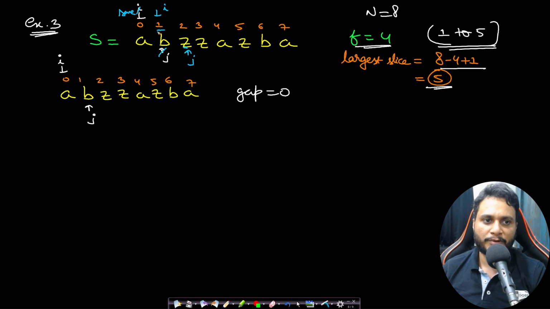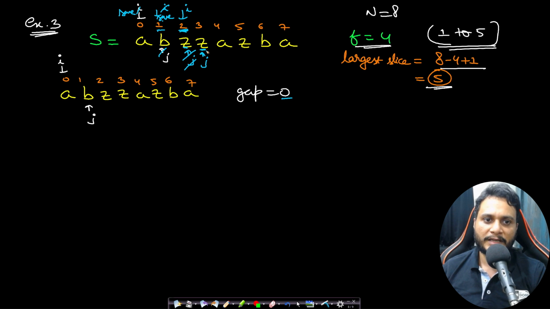Now if you want to again process, b compared with z. Again b is smaller, so what I have to do? Again save it, assign I to j. J will be equal to max of j plus 1 comma save plus gap plus 1. Okay, so I will remain here and you see j will be at 3.